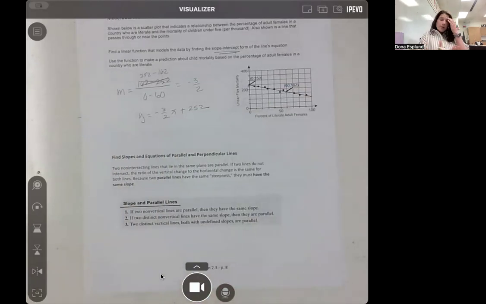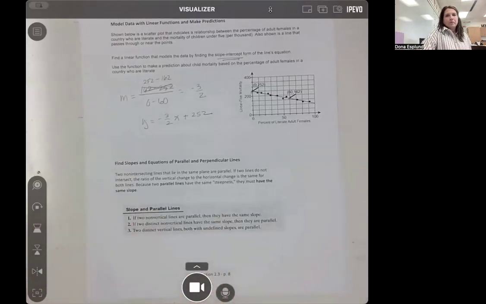Now, when we deal with parallel lines and perpendicular lines, parallel lines, obviously, what do you know about the slopes? If I have two parallel lines, they're the same, aren't they? Do you guys remember what the perpendicular are? What's the comparison between the two? Do you guys remember that?